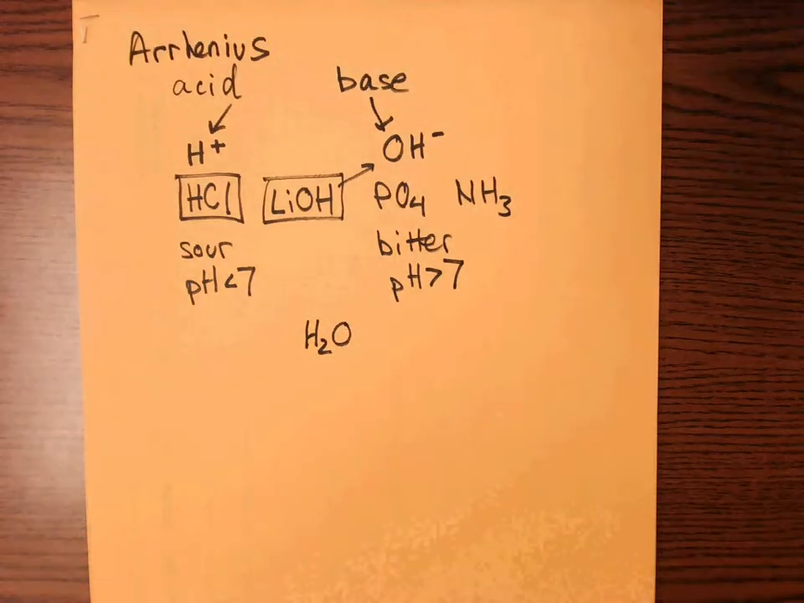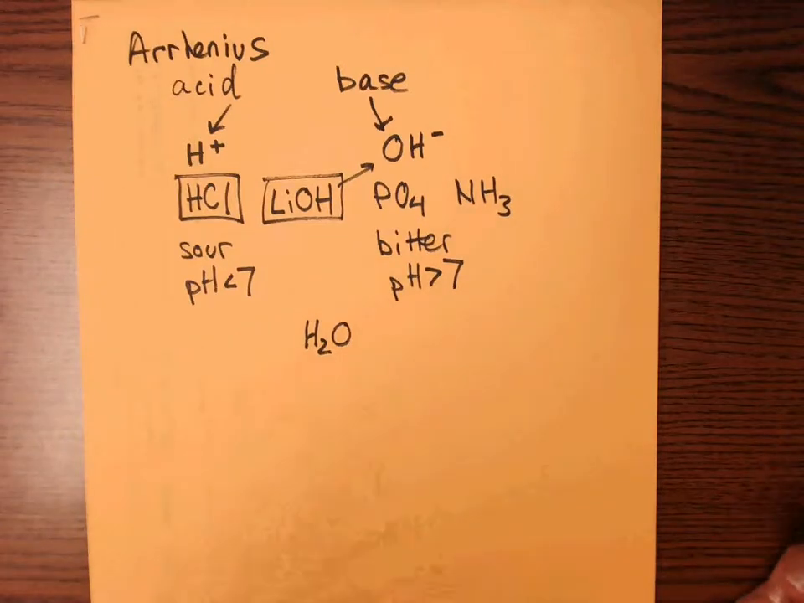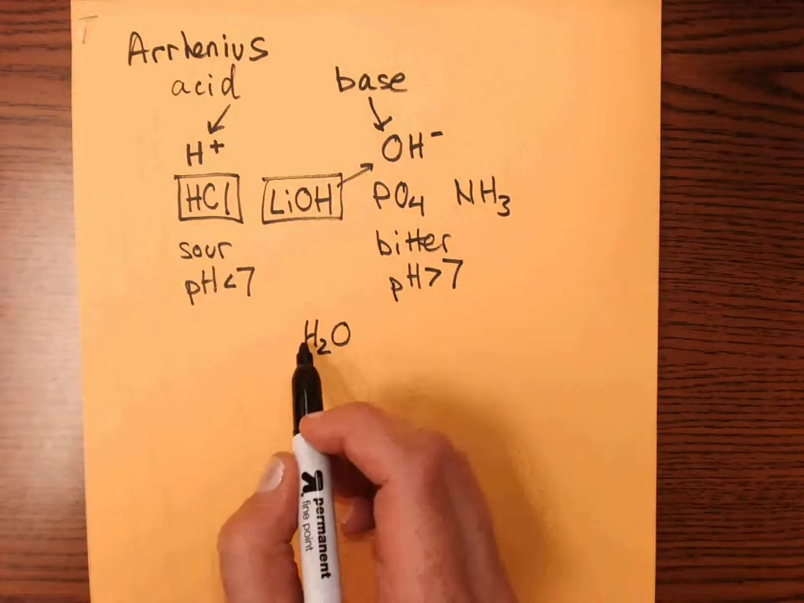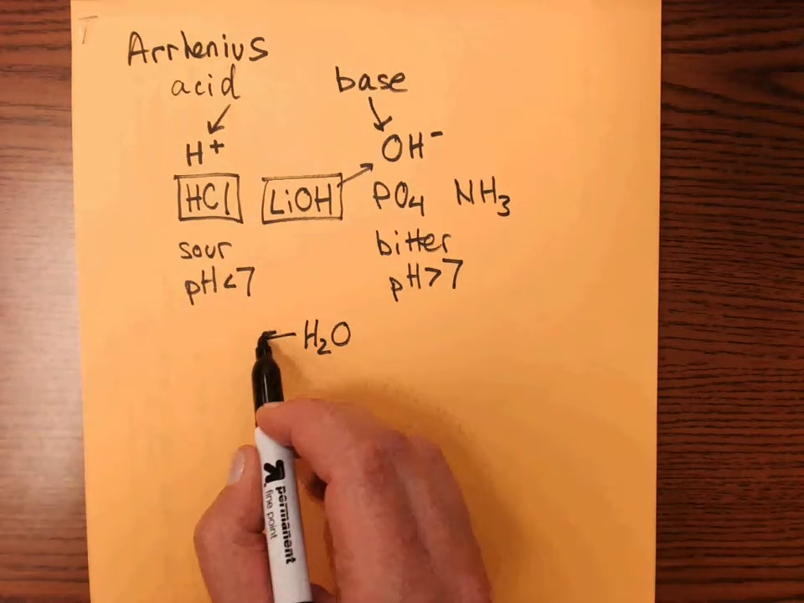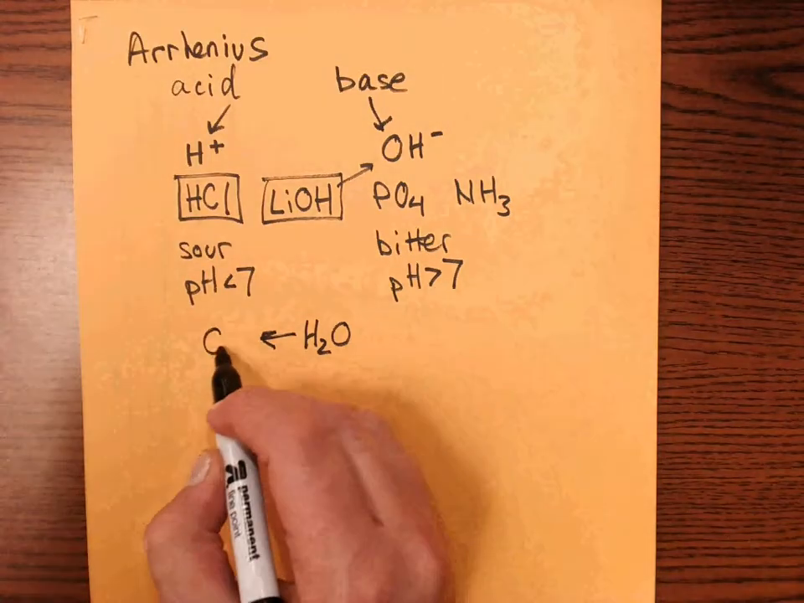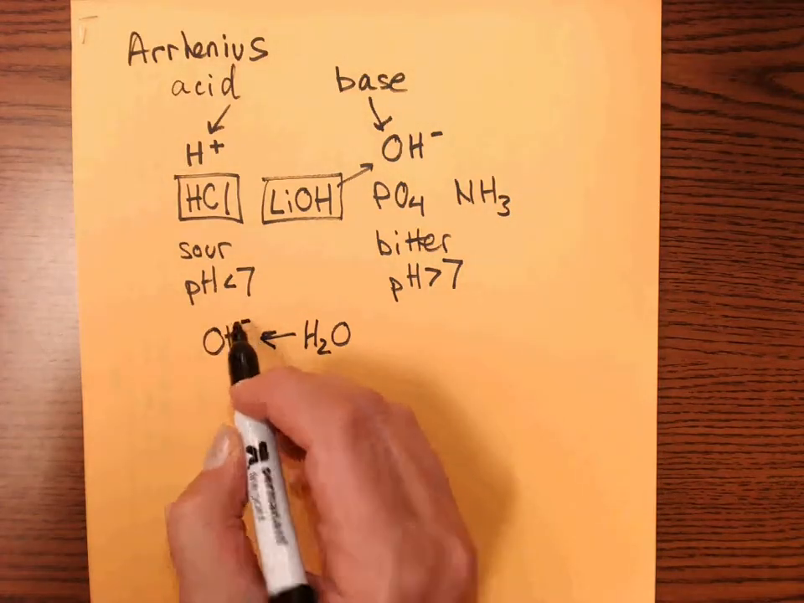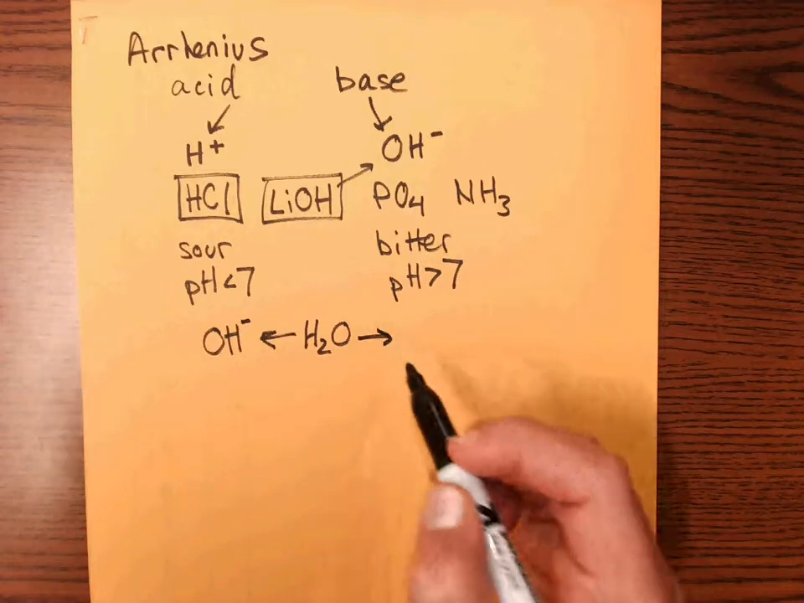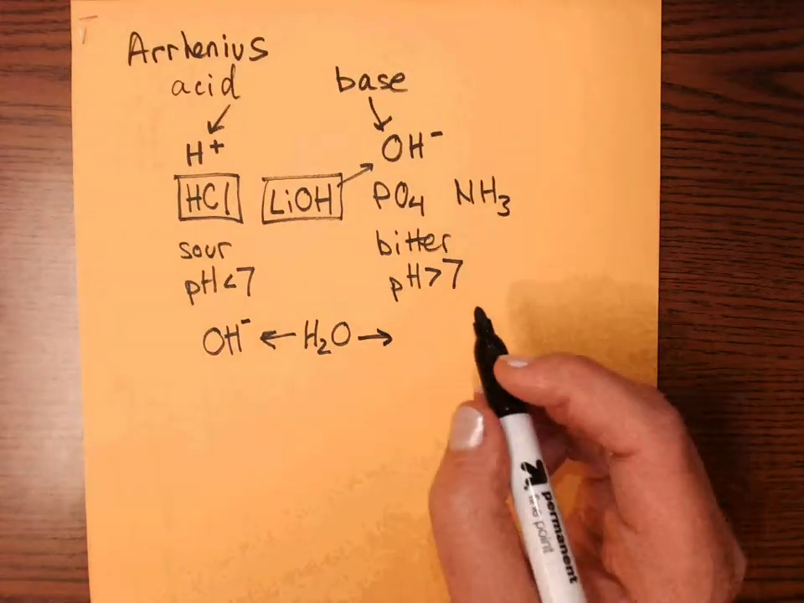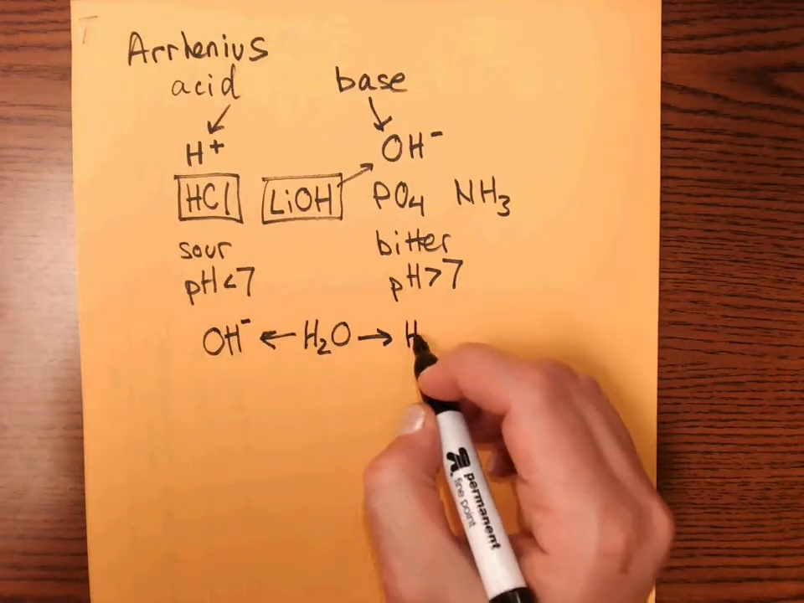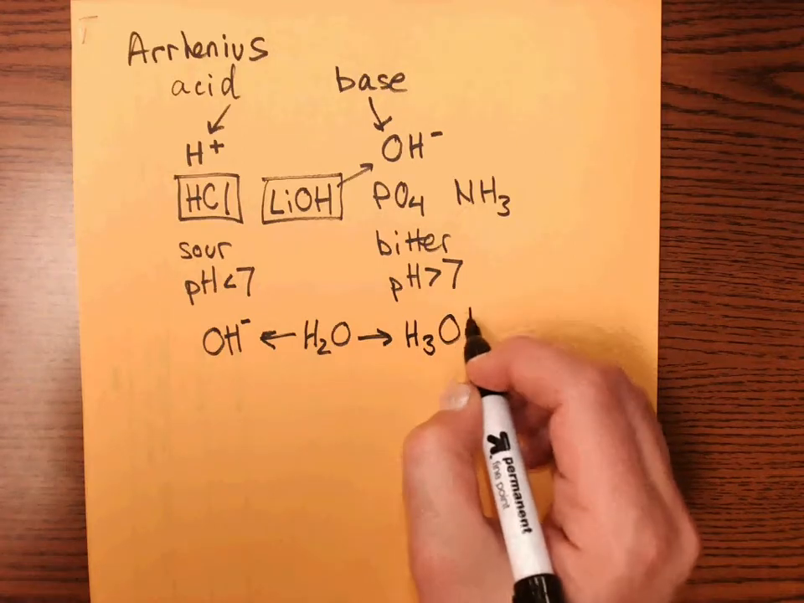Water is what we call amphoteric. It can act as a Bronsted-Lowry acid or base because it could give up a hydrogen. If it lost a hydrogen, it would form the hydroxide ion, or it could gain a hydrogen and act like a Bronsted-Lowry base and form the hydronium ion.